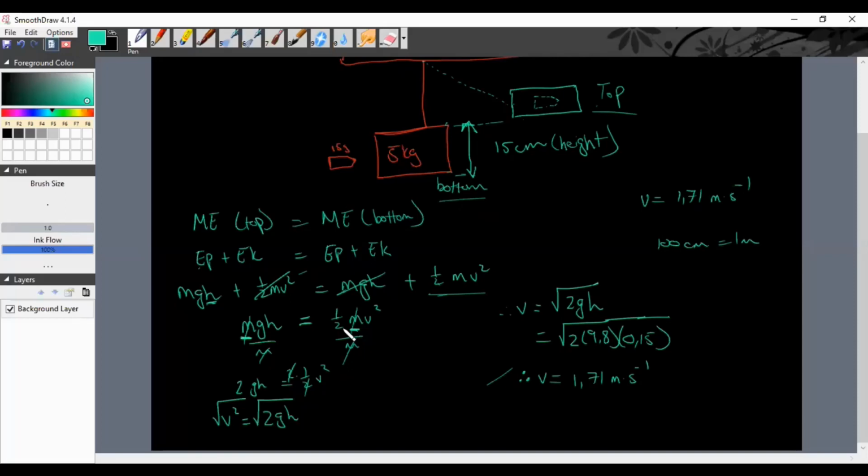Is that why you divided by m? Yes, that's why. The next question is indeed a conservation of momentum question. Let me just get that question for you.